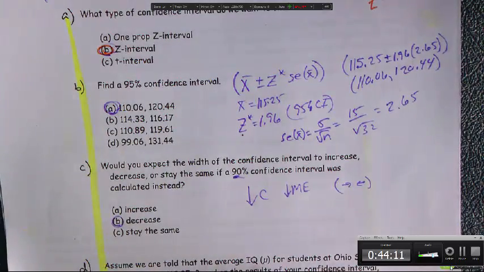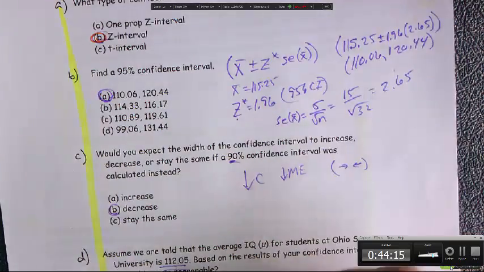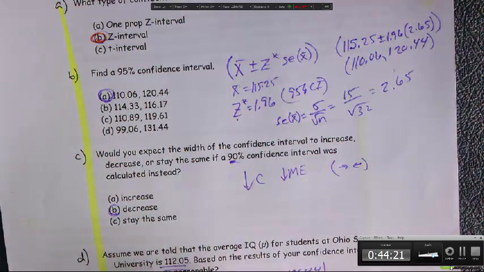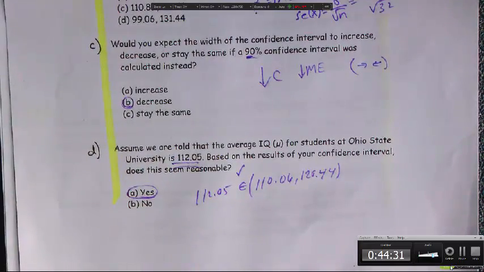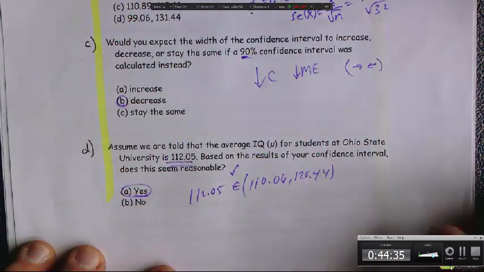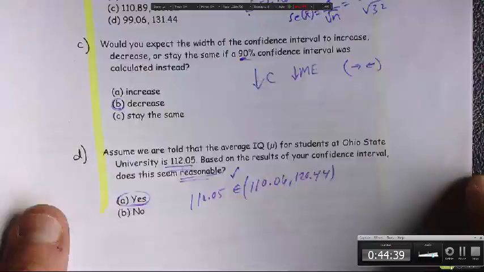And then, based on the results of our confidence interval, assume we're told the average IQ of a high school football player is 112.05. Based on the results of your confidence interval, which is 110.06 to 120.44, does this result, 112.05, seem to be reasonable? Is it an element of this? Yes, it is. 112.05 is an element of our interval. Therefore, it is a reasonable result. We're asking about a reasonable result.